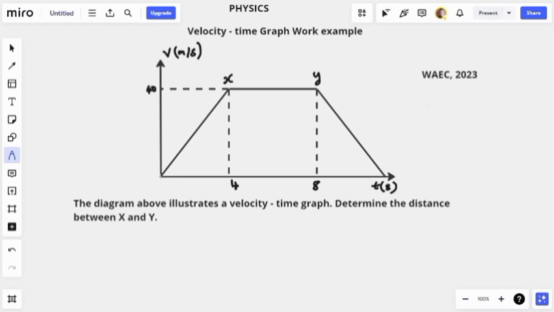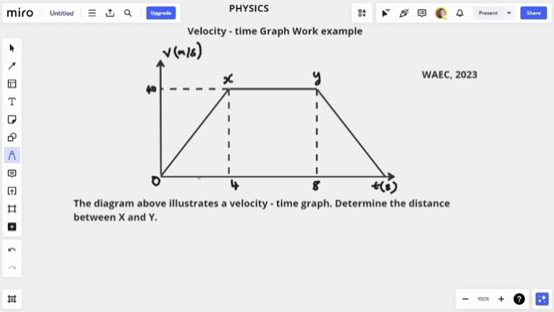And we know that between the origin, that is 0, and point x represents what? Acceleration, when the body is accelerating. Then between x and y represents when the velocity remains constant. That's when the body is not accelerating again. Acceleration between x and y is 0. Then between y and this last point is deceleration. So we have to find the distance covered when the body wasn't accelerating.